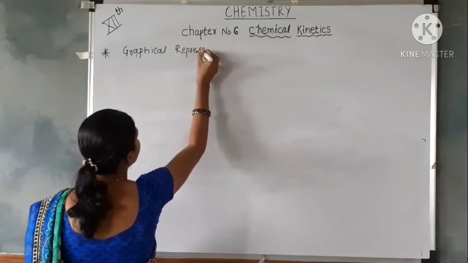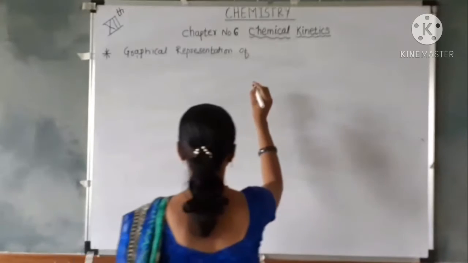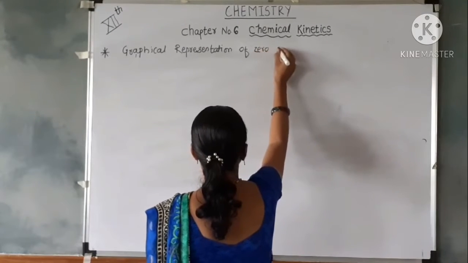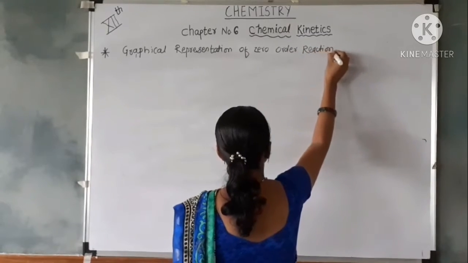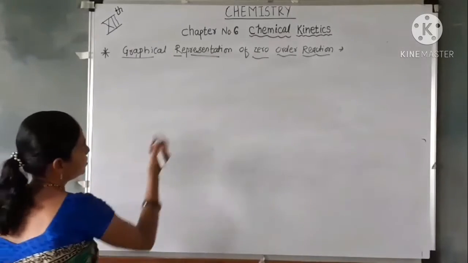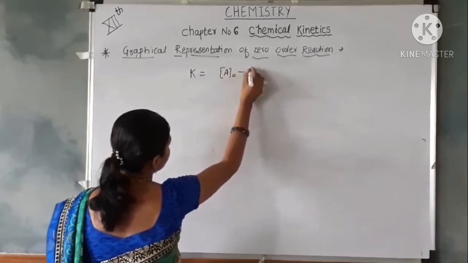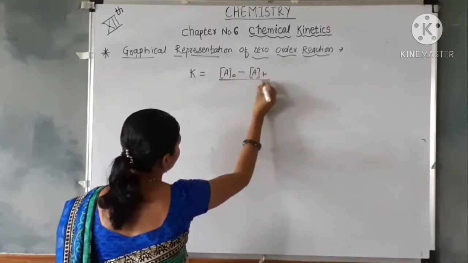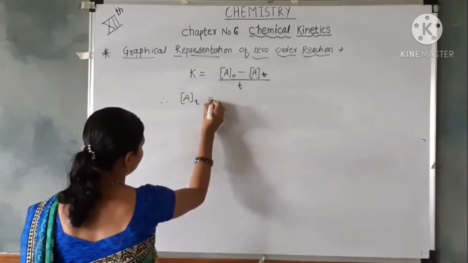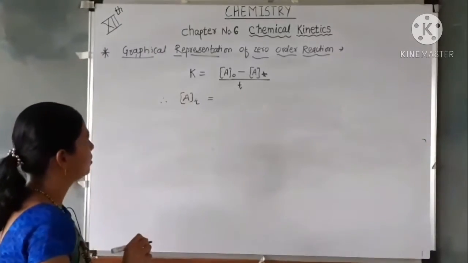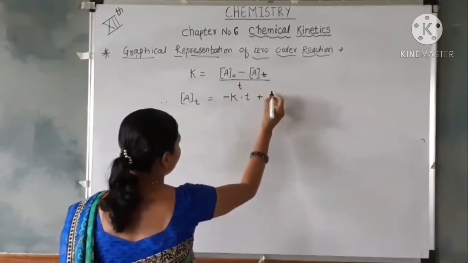Graphical representation of zero order reaction. For zero order reaction given by the equation k equals [A]0 minus [A]t upon t, the final concentration [A]t is equal to minus k t plus [A]0.